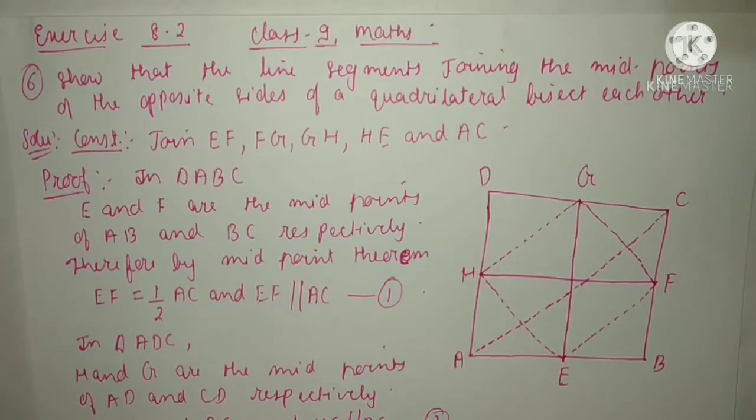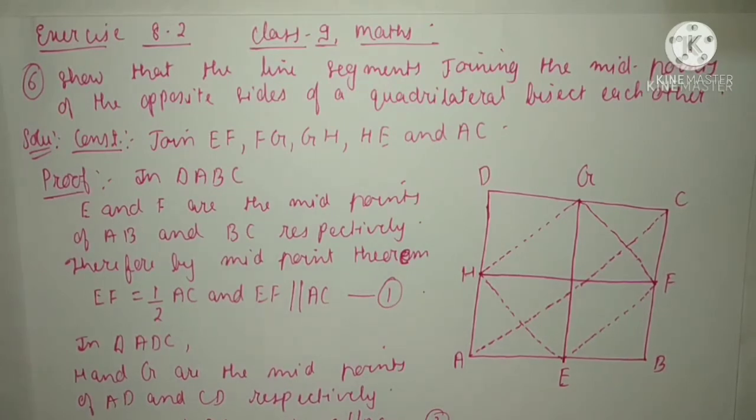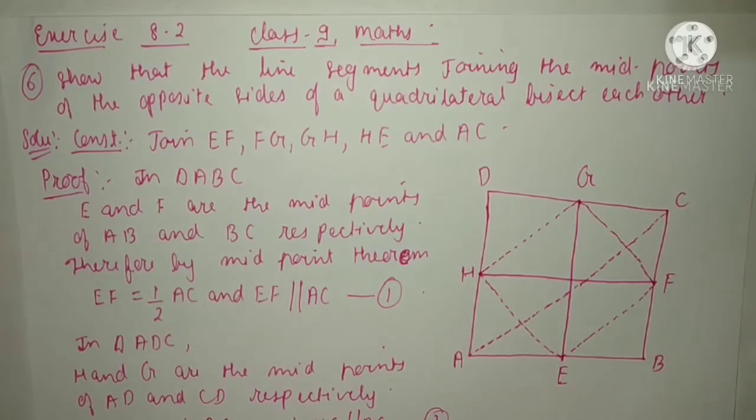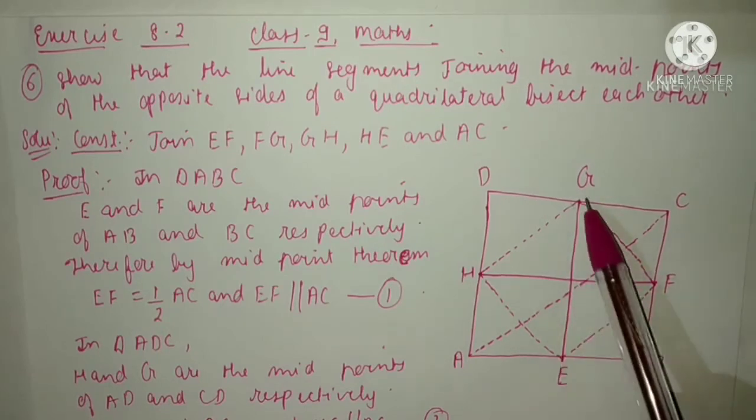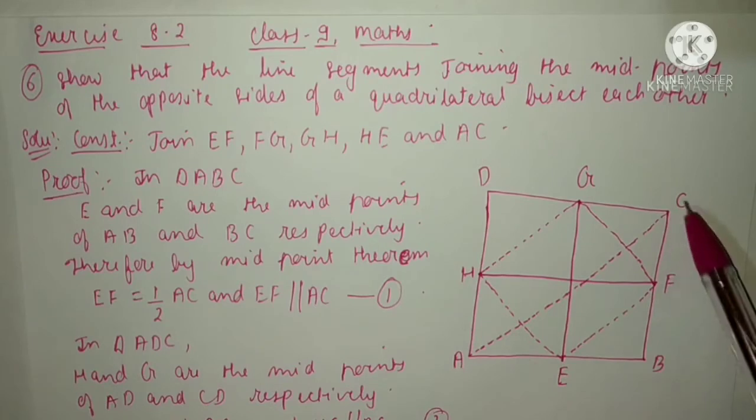Okay. So first of all you will write what is given to us. Then you will write to prove. What we have to prove? That EG and HF bisect each other. Okay. Now after that we will write construction. What construction we have done? We have joined EF, FG, GH, HE and AC. This is our construction. Okay.